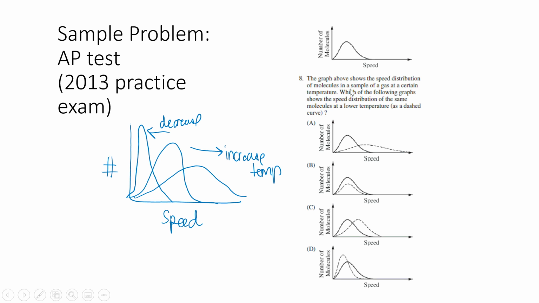So in this example, the question is asking which of these graphs shows a speed distribution of the same sample at a lower temperature. So the correct answer for this one would be D. If you're looking for a higher temperature, we'd be looking at A. But this one, lower temperature, D would be the best answer.